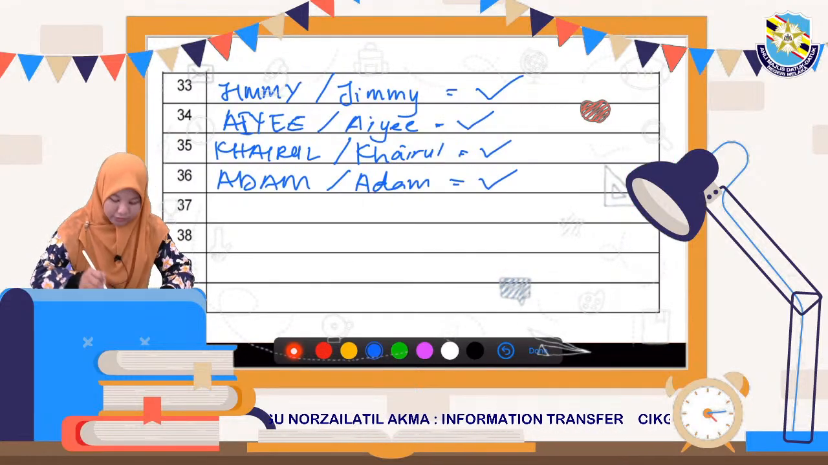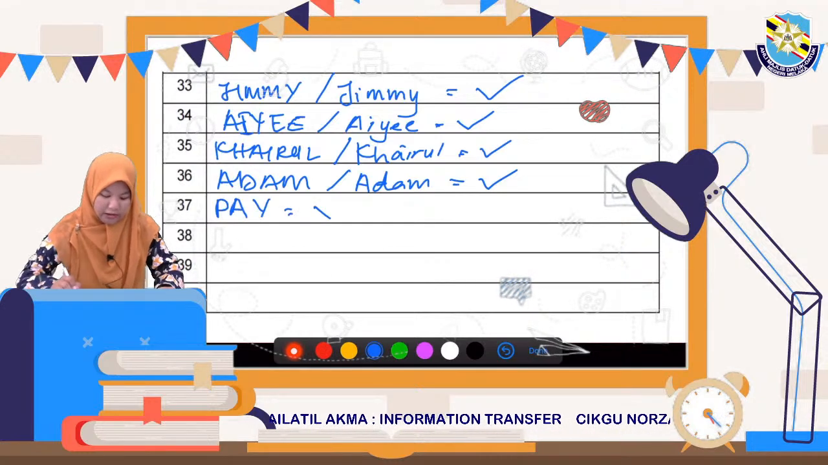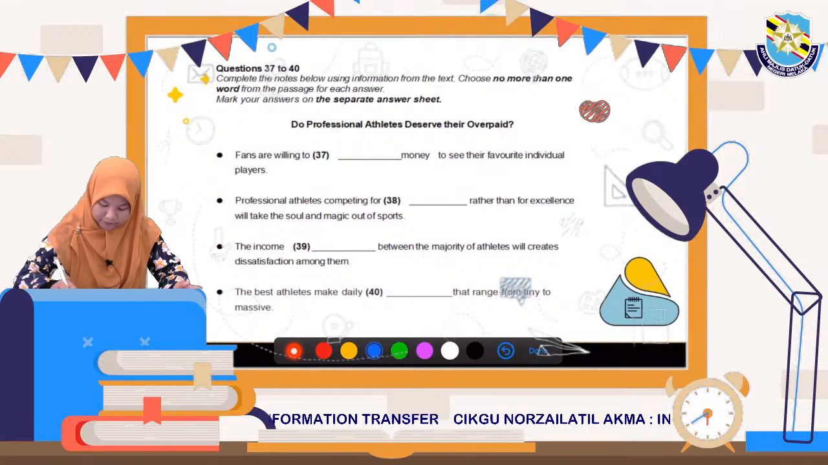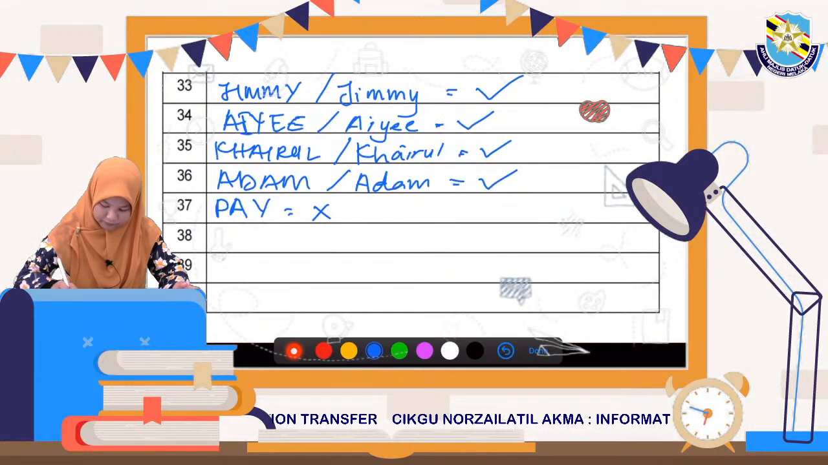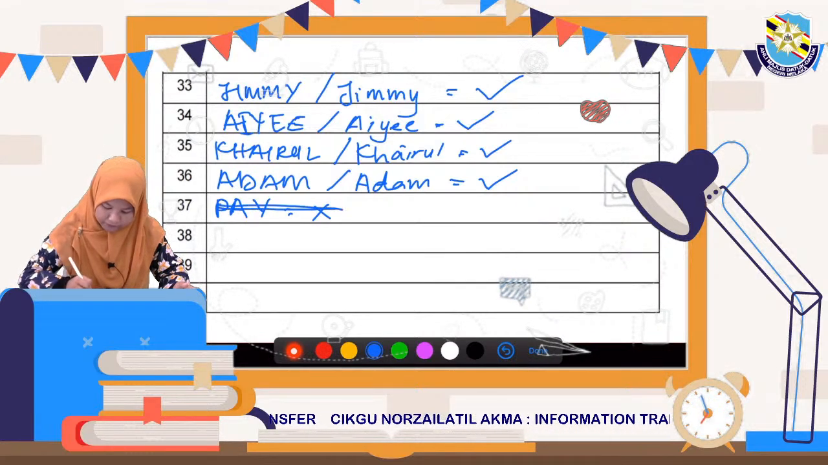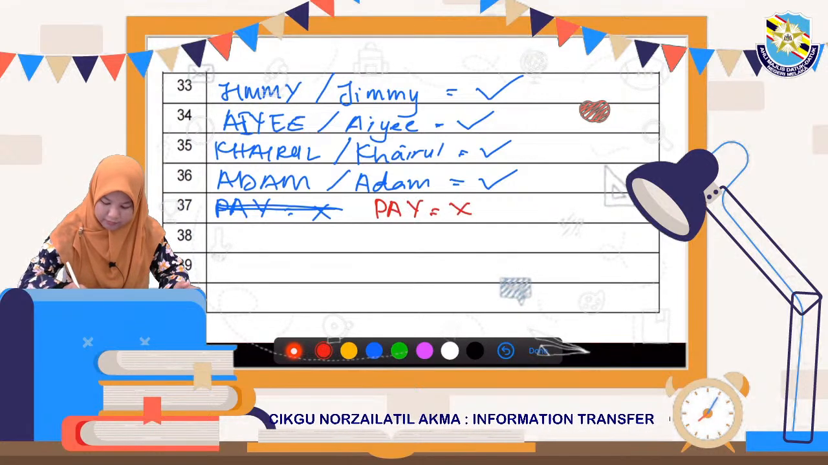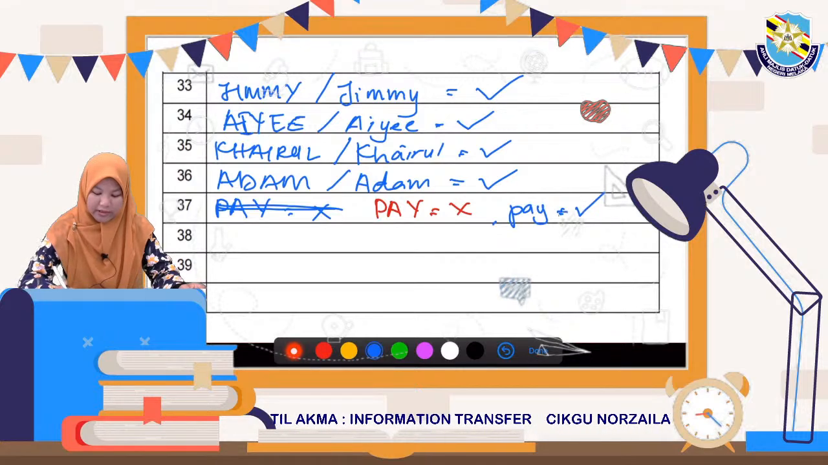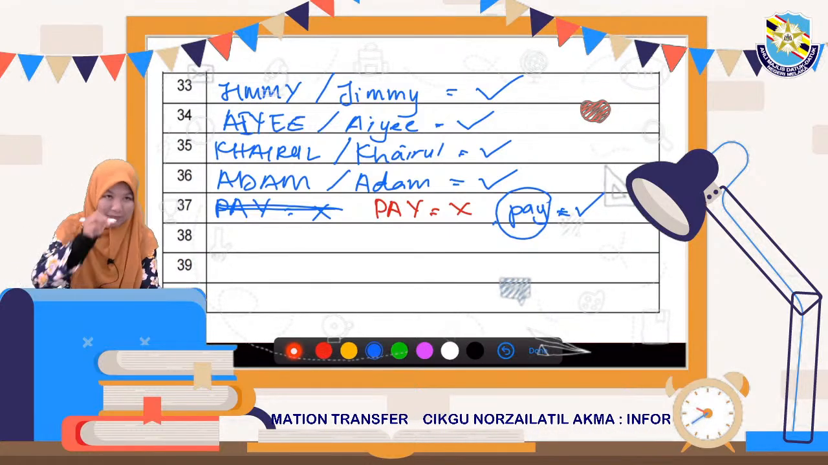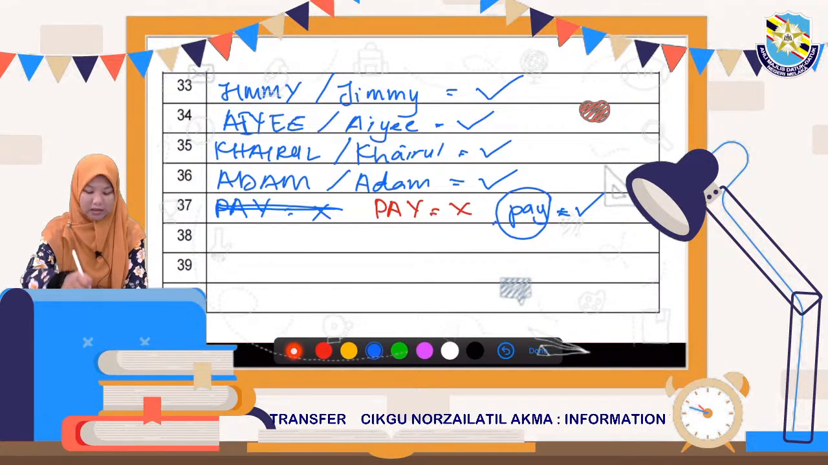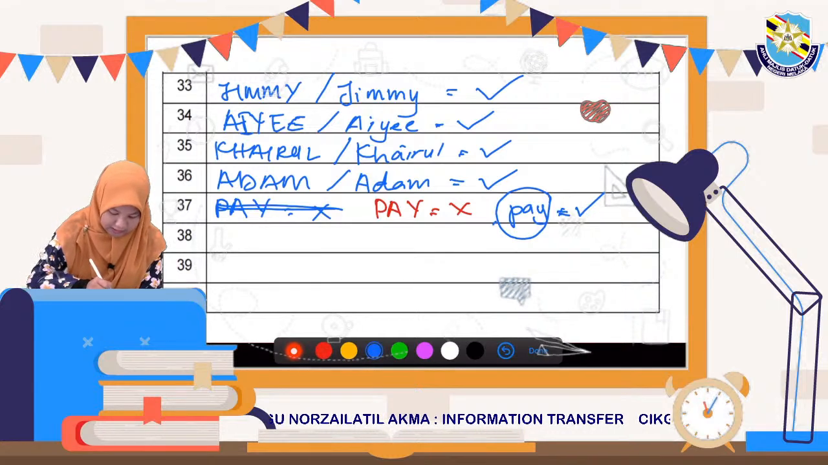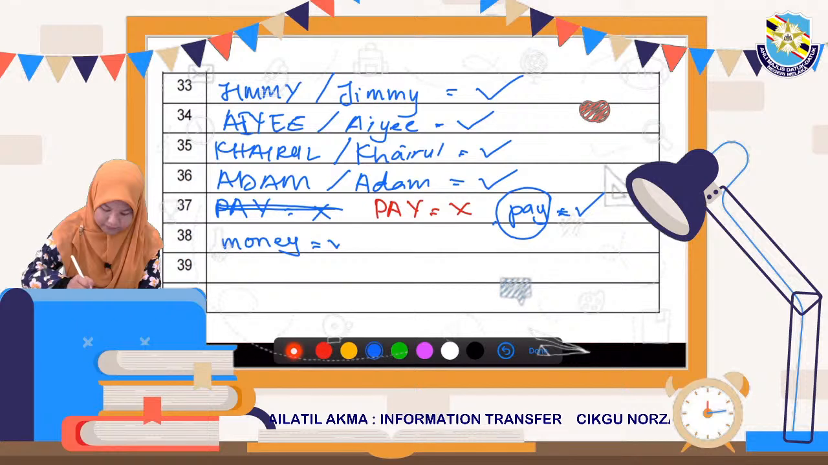Here you should not put capital Pay, because the word pay is actually in the middle of the sentence. Pay strong. Pay is right. Since the word pay is in the middle of the sentence, you need to put it in small letter. If you put pay, P-A-Y, in capital letter in the middle of the sentence, it is wrong. For 38, the answer is money.